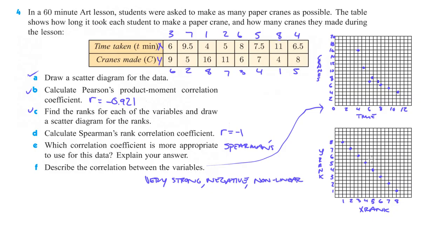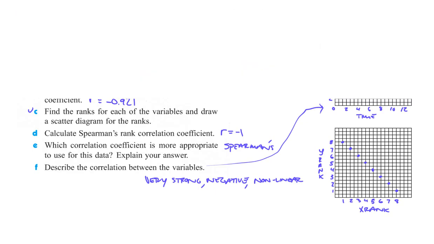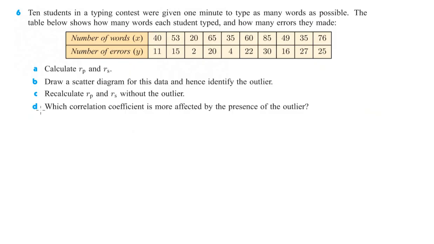Okay, this is linear, but that's the Spearman's rank. Whenever you're talking about the correlation between the variables, it's always going to be of the original raw data. Okay, all right, that's all we have here. Oh wait, I take that back. We got one more. I'm going to go over number 6 as well.